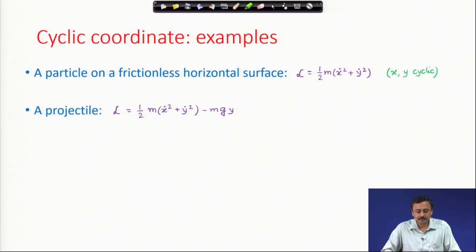A projectile, the Lagrangian is 1/2 times the mass of the projectile times the velocity squared minus mgy, where the ground is the datum.